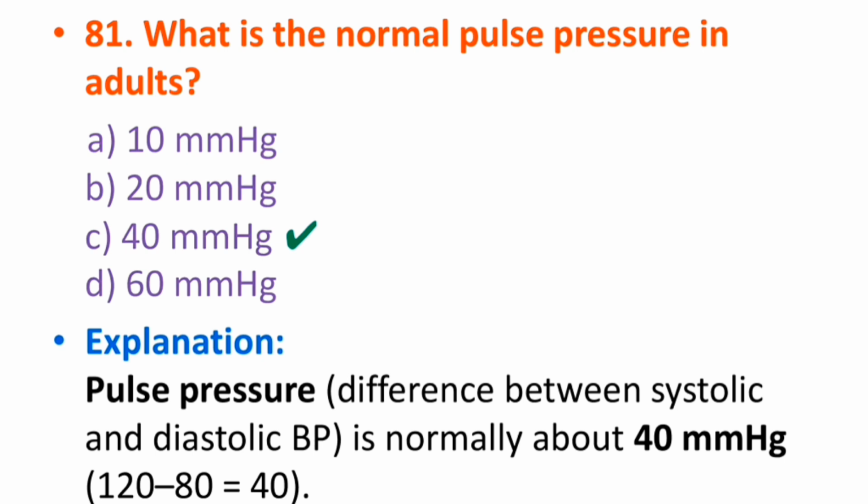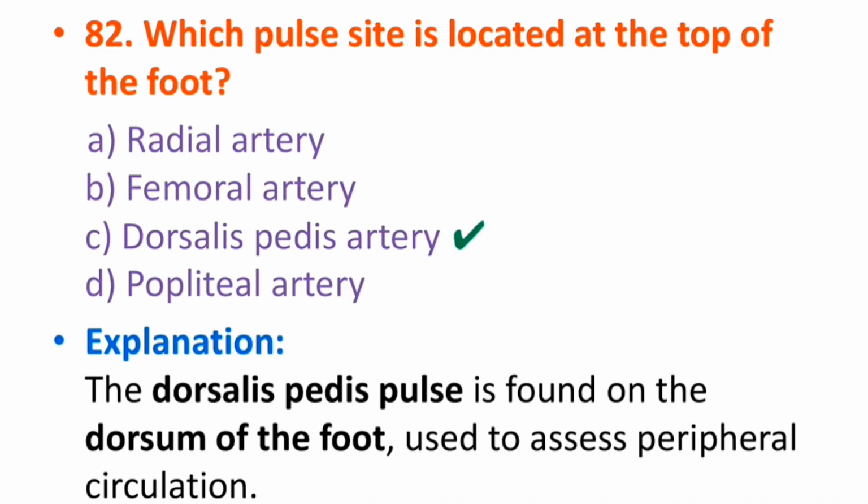What is the normal pulse pressure in adults? Option A, 10 mm of Hg. Option B, 20 mm of Hg. Option C, 40 mm of Hg. Option D, 60 mm of Hg. The correct answer is option C, 40 mm of Hg. Pulse pressure, the difference between systolic and diastolic blood pressure, is normally about 40 mm of Hg, that is 120 minus 80 is equal to 40.